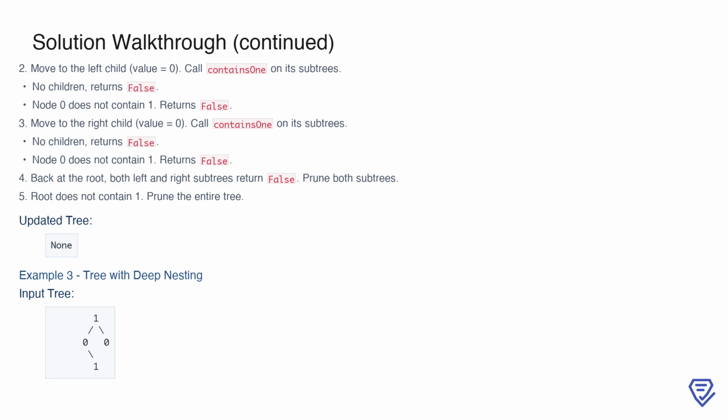At this point, both subtrees of the root return false, so they are pruned. Finally, the root itself, having a value of 0 and no 1s in its subtrees, is also pruned. The entire tree is removed, leaving us with None as the result. This demonstrates how the algorithm eliminates all-0 trees efficiently.